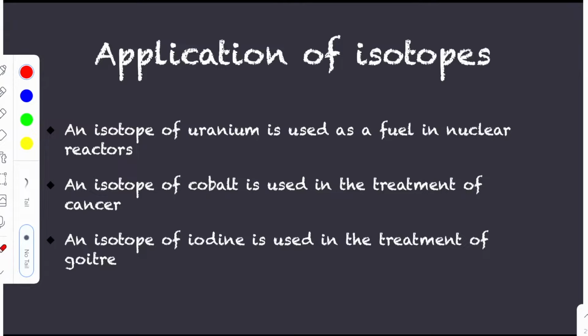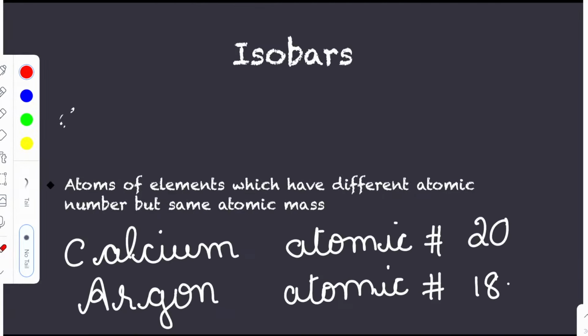So isotopes are atoms of elements having the same atomic number but different atomic masses. Now let's look at what are isobars. We know iso means similar. That's why we have the isosceles triangle. So atoms of elements having the same atomic mass but different atomic numbers are called isobars. For example, calcium and argon.